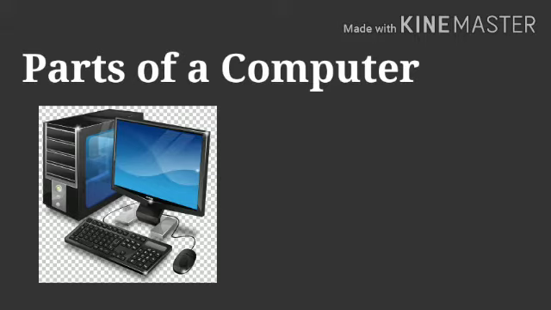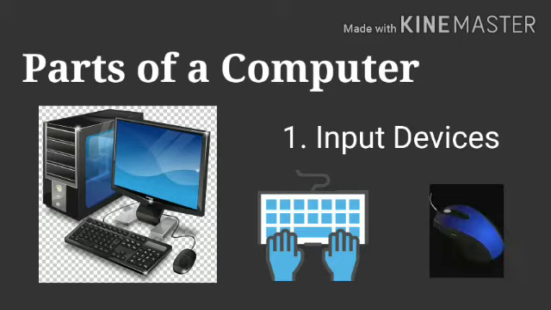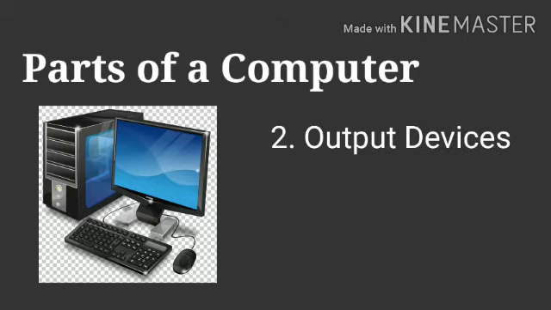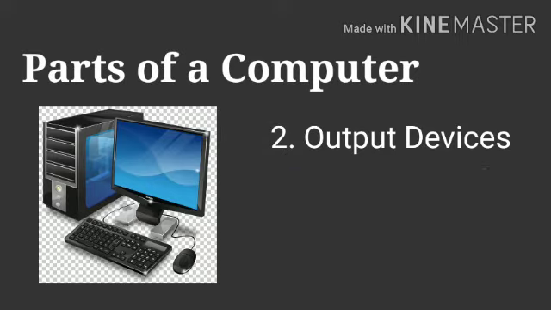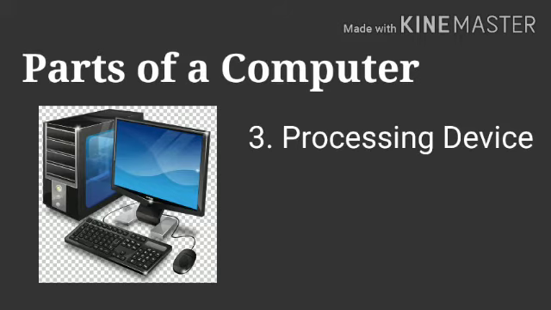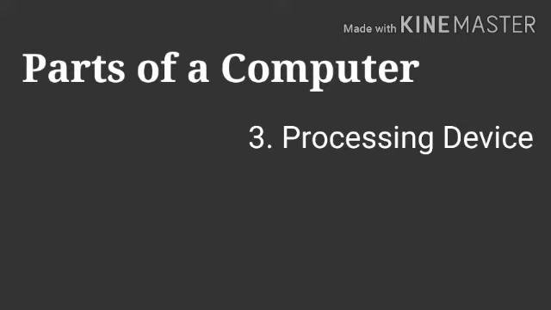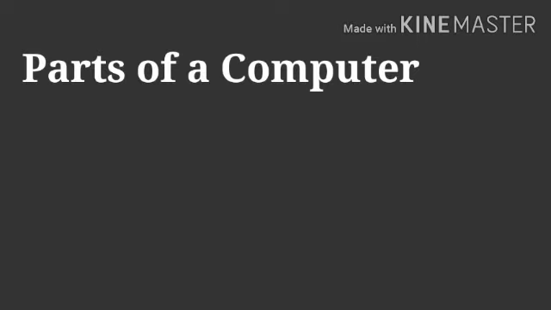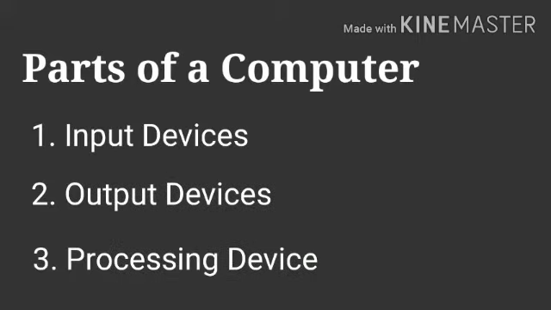These parts are divided into input devices like keyboard and mouse, output devices like monitor and printer, and the third type of devices are processing devices. The CPU, our system cabinet, where all the memory is present and all the data is processed here. Now we know that computer has three types of parts: input part, output part and the processing part.